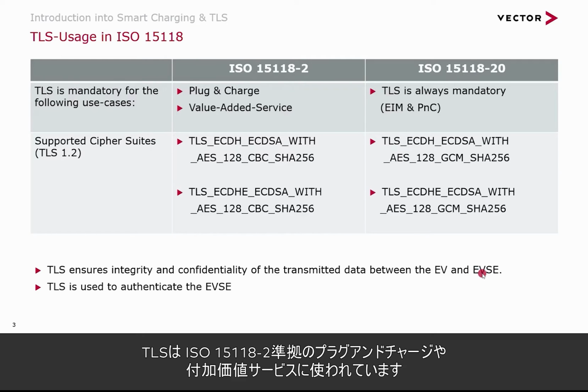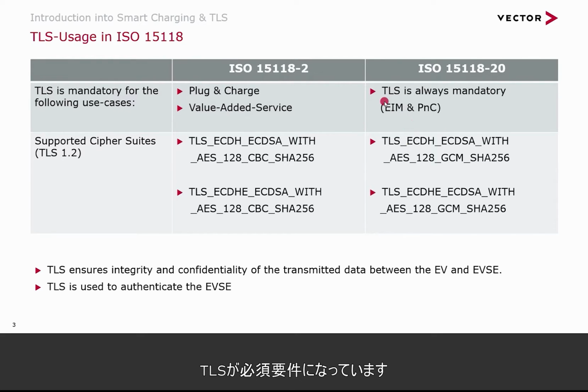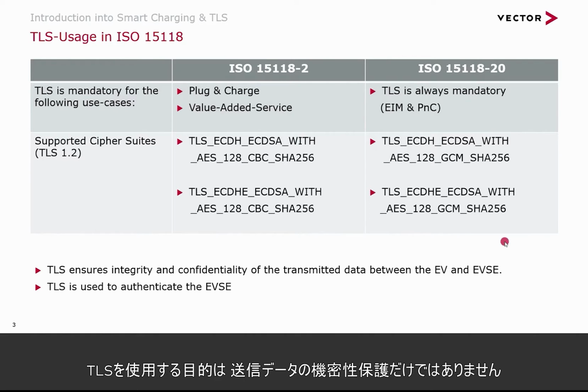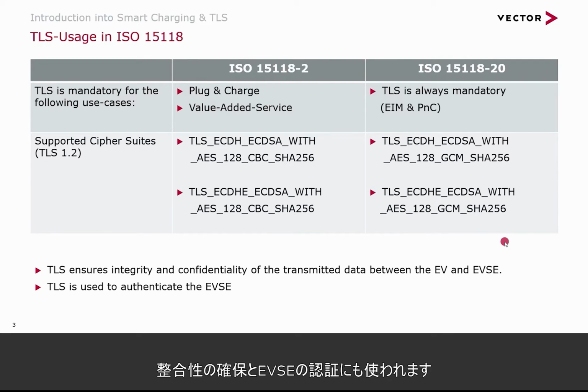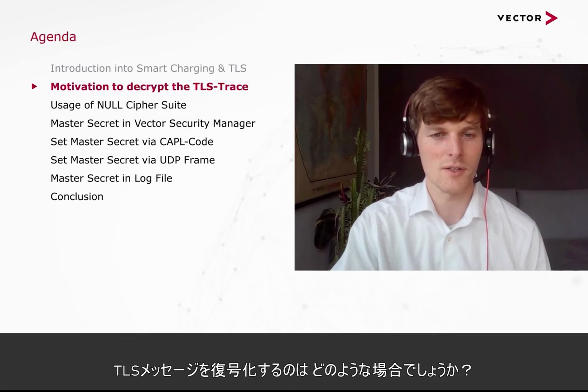TLS is used for Plug and Charge and value-added services if you use ISO 15118-2. And if you use the next document, ISO 15118-20, TLS will always be mandatory for Plug and Charge and AMD. Both documents use TLS 1.2 and the following cipher suites. TLS is not only used to protect the confidentiality of the transmitted data, it also ensures the integrity and authenticates the EVCC. So what is the motivation to decrypt the TLS trace?